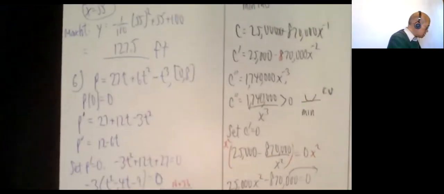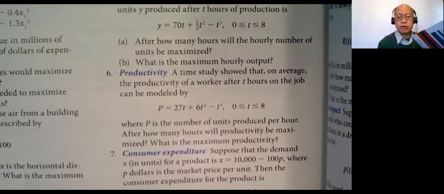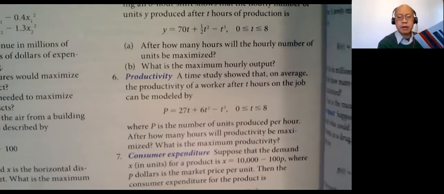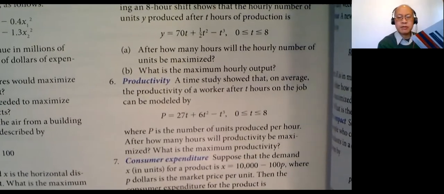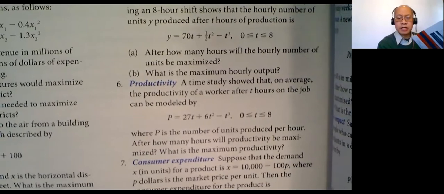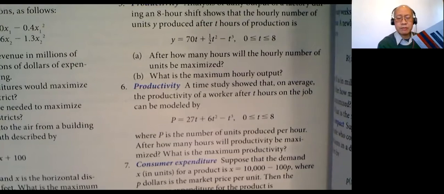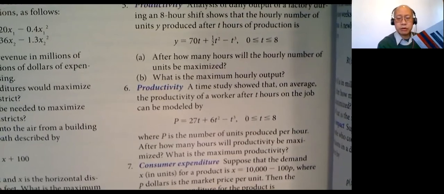Okay, number 6, productivity. A time study showed that on average, the productivity of a worker after T hours in a job can be modeled by P equals 27T plus 6T squared minus T cubed, 0 less than or equal to T less than or equal to 8, where P is the number of units produced per hour. After how many hours will productivity be maximized, and what is the maximum productivity?